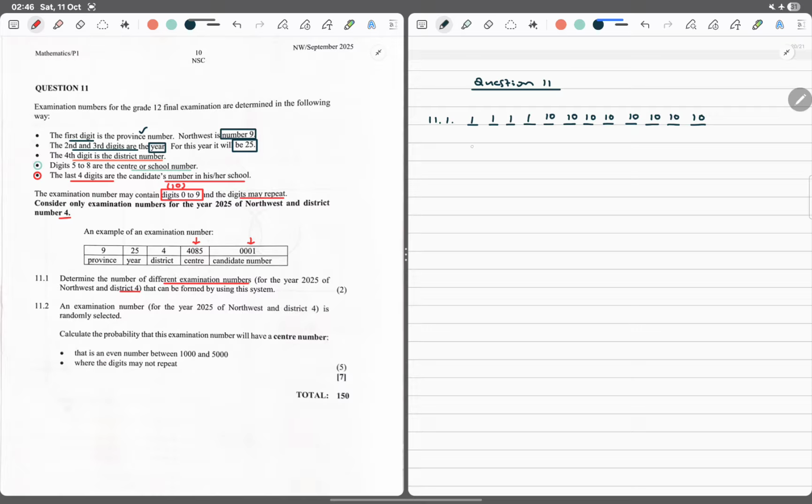All right. So essentially, what do we have here? We've got basically 10 to the exponent 1, 2, 3, 4, 5, 6, 7, 8. So this is 10 to the exponent 8. So this is just going to be 1 and 8 zeros. So this is 100 million different exam numbers. Nice and easy, guys. So that's the answer, good stuff.